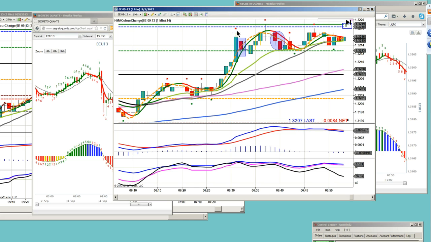So you can't just go, oh, well, the fractal gave me an asterisk, and I got a red candle, and here we go, and those are at the top. That's not enough.